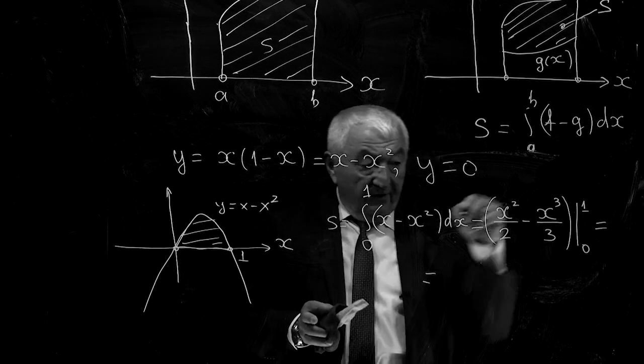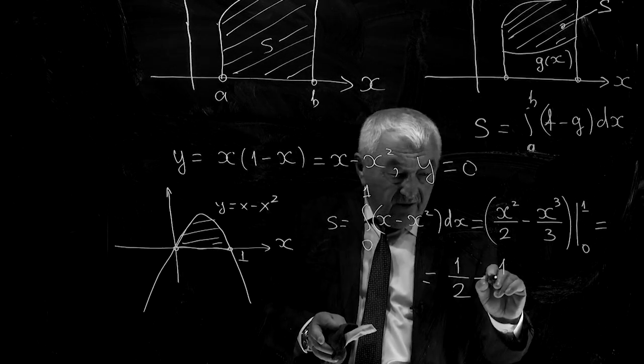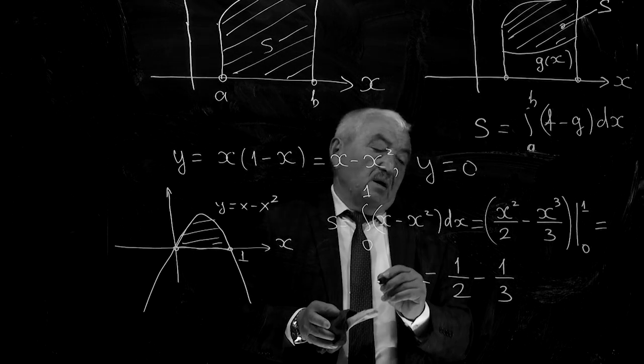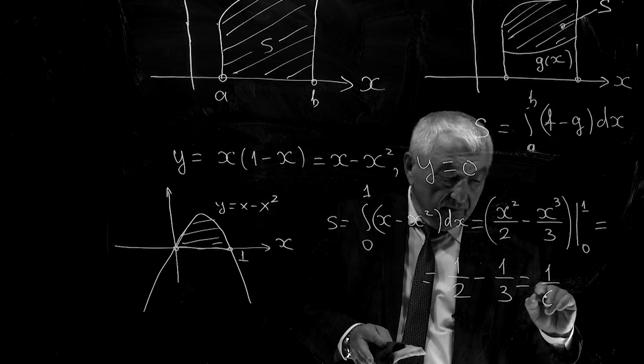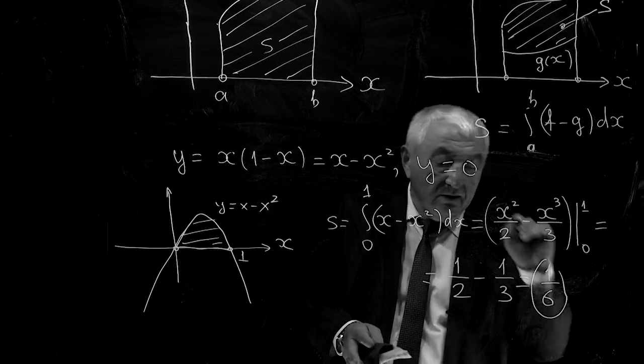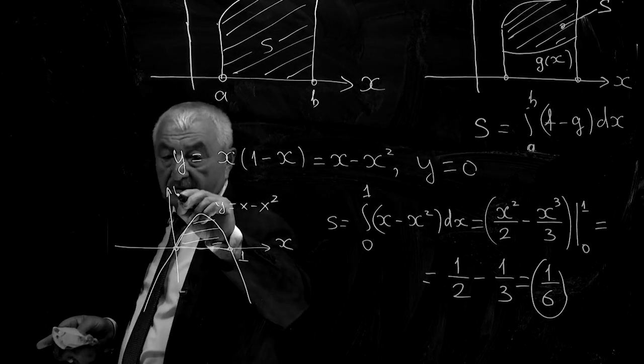At 0 we have 0, at 1 we have 1 divided by 2 minus 1 divided by 3, which is 1 divided by 6. Correct answer. This area is equal to 1 divided by 6.